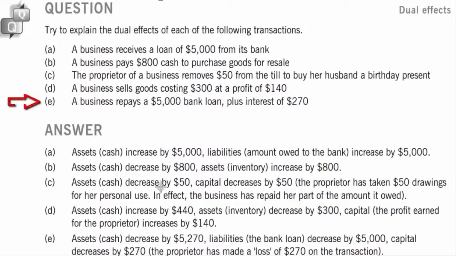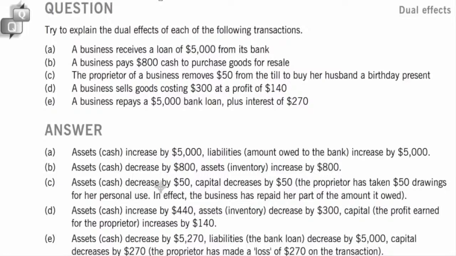Transaction E. The business repays a $5,000 bank loan plus interest of $270. In this final transaction, the business is paying back the bank loan in full plus an additional $270 in interest. This affects cash, liabilities, and capital. Here's the breakdown. 1. Assets: cash decreases by $5,270 because this is the total amount being paid out: $5,000 for the loan plus $270 for interest.